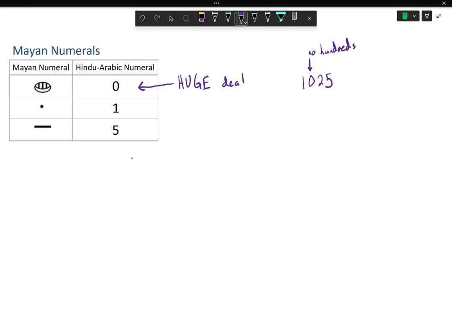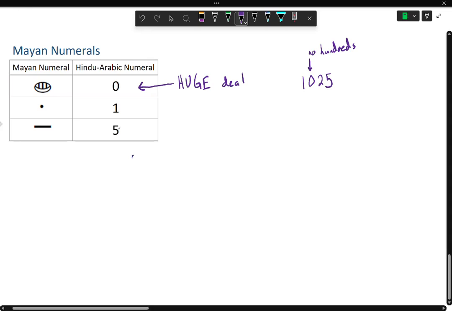So Mayan numerals used 5s instead of 10s. So if they wanted to write a number like 17, they would say, oh, 17 is 3 5s and 2 more.